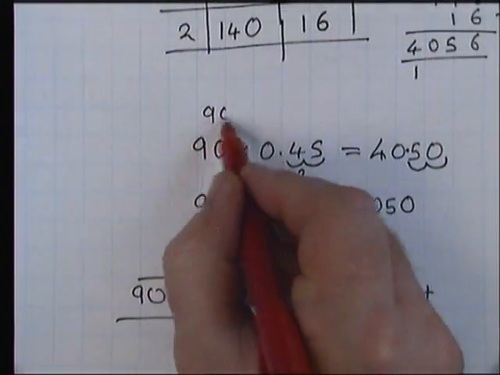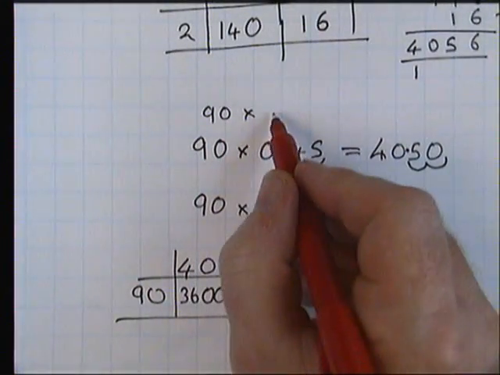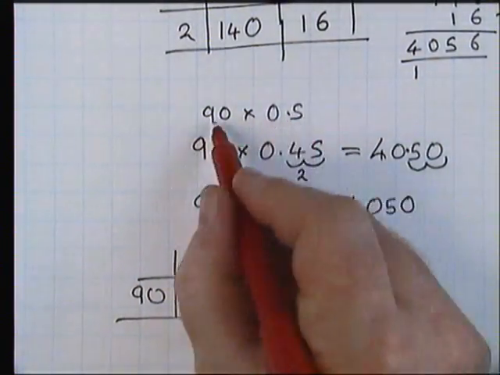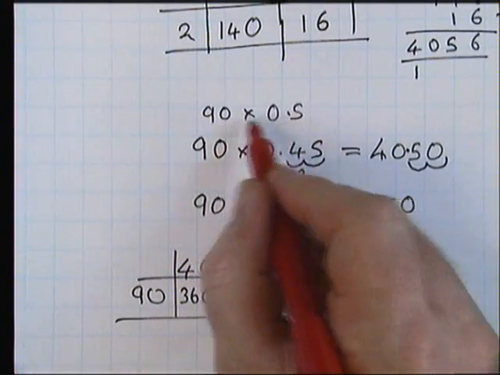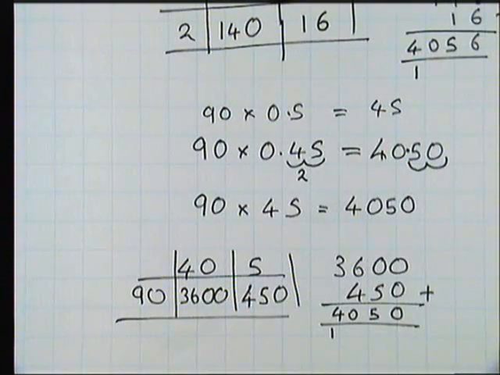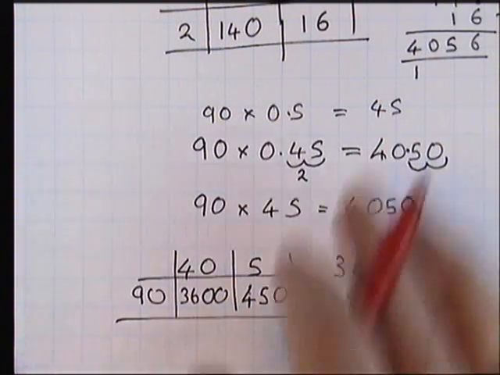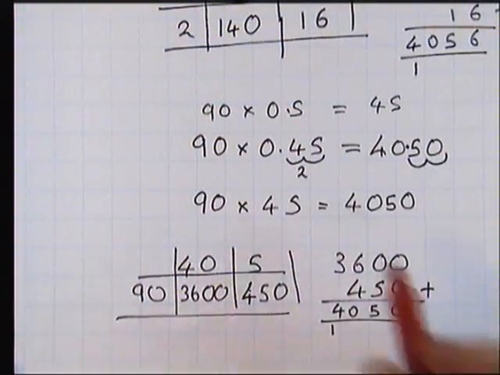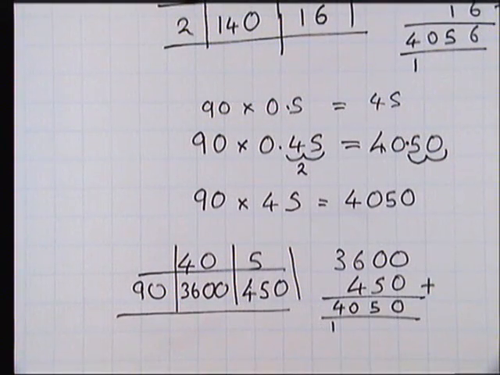Let's just check, does that seem right? Well, 0.45 is nearly 0.5. 90 times by 0.5, or half of 90, is 45. So again, it looks right. So as long as we've got the numbers right in the multiplication, it's close enough that it looks like the values are correct. And then we stop.